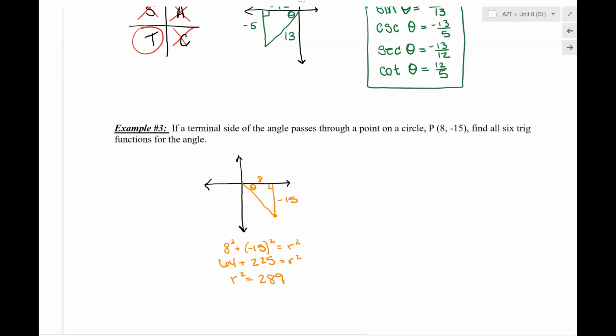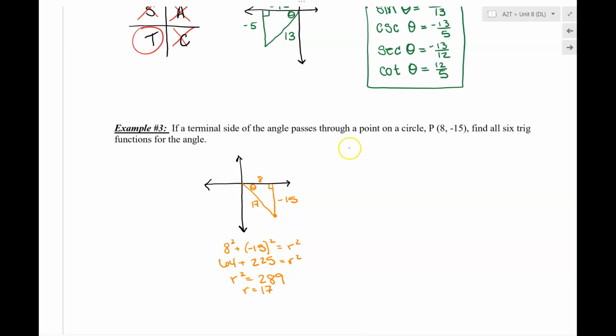Is it? Why, yes, ladies and gentlemen, I do think it is. I'm going to double check with my calculator. r is 17. And some of you are like, duh. Well, yes, special right triangle, but just to make sure, you can always use the Pythagorean theorem.